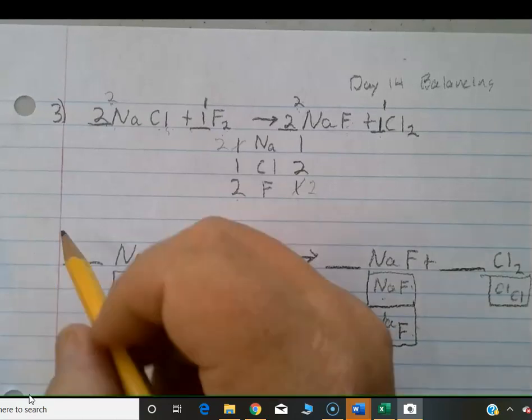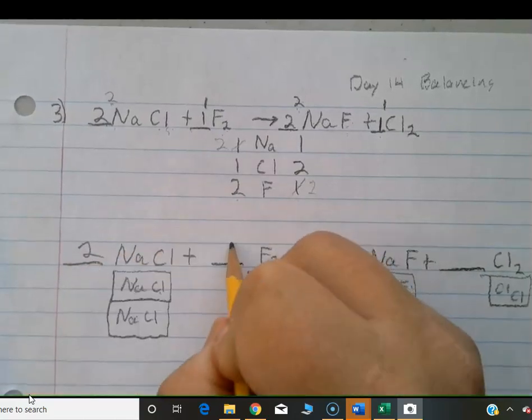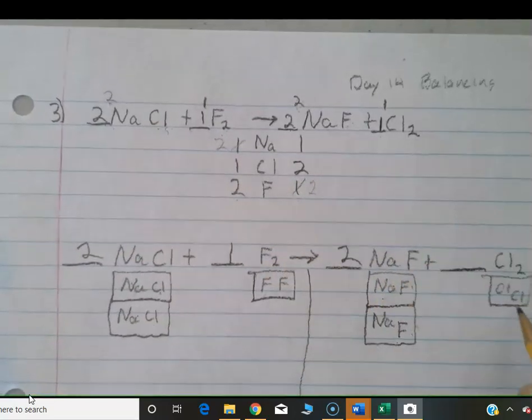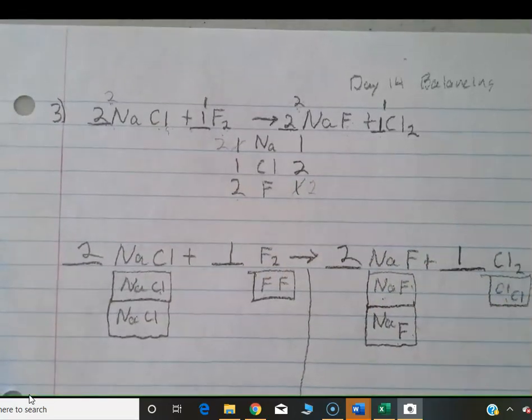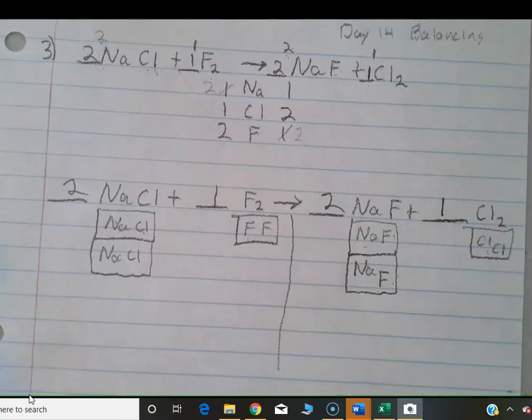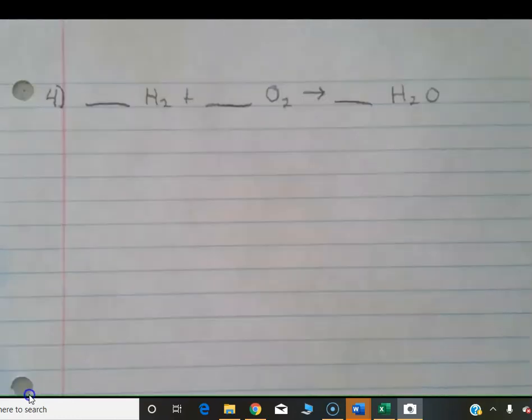So I have 2 boxes here, 1 box here, 2 boxes here, and 1 box there. Okay, there you go. Not so bad. This stuff is not so bad. Just practice it, practice it.